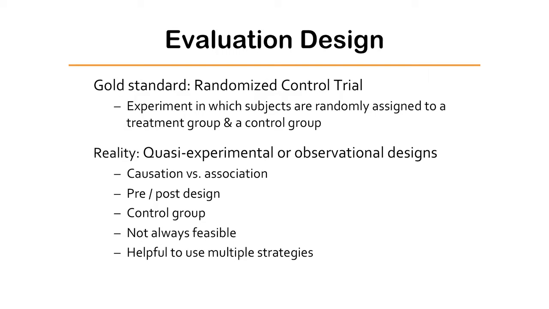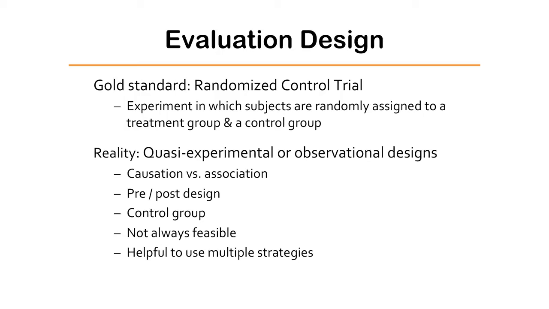And one thing I want to point out is this issue of causation versus association. It's only with a randomized control trial that we can attribute causation to an intervention. With a quasi-experimental or observational design, because we're not randomly assigning people to those groups, we can't be sure that any changes we see are due to what we did, or they could be due to something else that's going on. So we can never say our intervention caused the changes we see with a quasi-experimental or observational design, but we can say there's an association there, and we can say there's a strong association there.